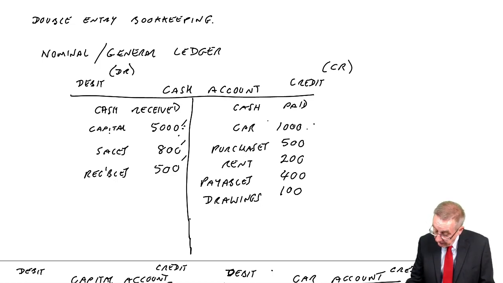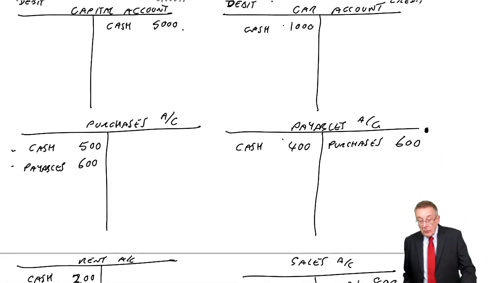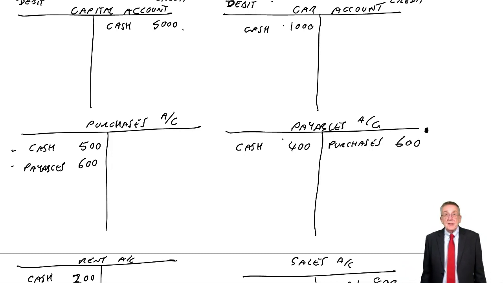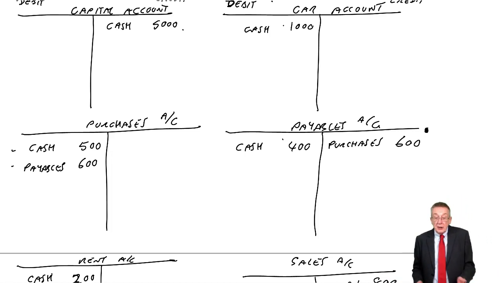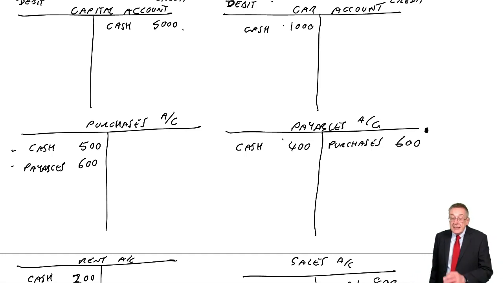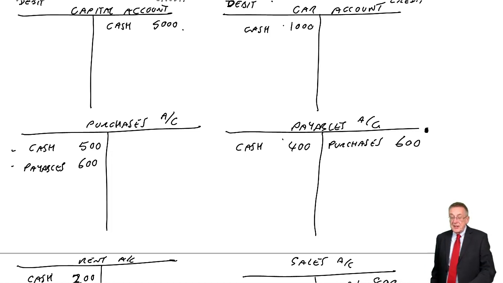For instance, if we look at purchases, we had two transactions. We bought goods for 500, we bought goods for 600. In real life, obviously, there'd be more than just two transactions during the month or the year, there could be 2,000. But I need to know what the total is on the account. I need to know what the total is on payables and so on. And so we balance the account. Now it may be very obvious here, there are only two transactions. Purchases, the total I can do in my head is 1,100. Payables, it was 600, we paid 400, it's 200, easy.